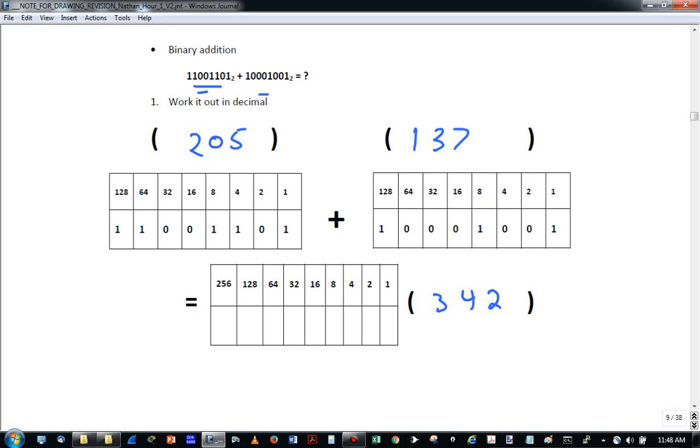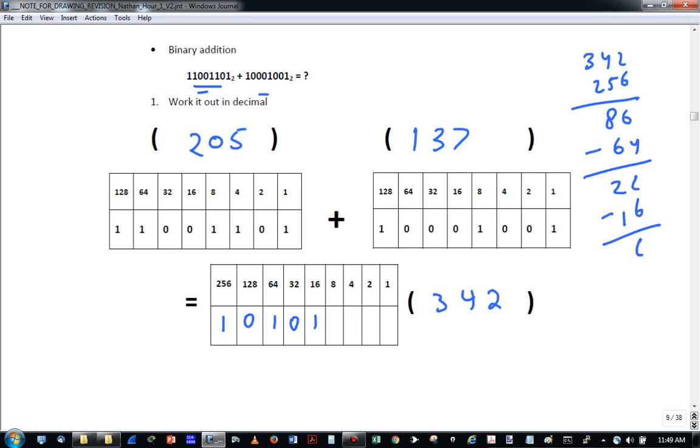342. And so if I were looking at 342, are there any 256s? Yes. So 342 minus 256. What have we got left? We have 86. There's no 128 in 86. However, there is a 64, so I subtract 64, and that leaves 22. There is no 32 in 22. There is a 16 in 22.